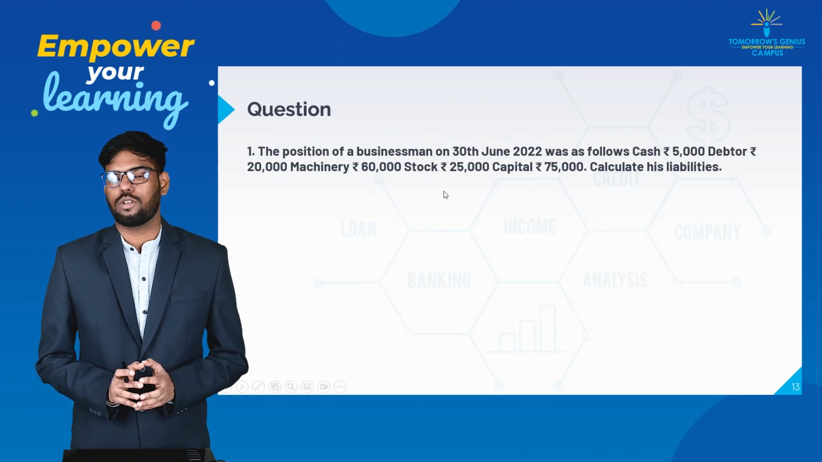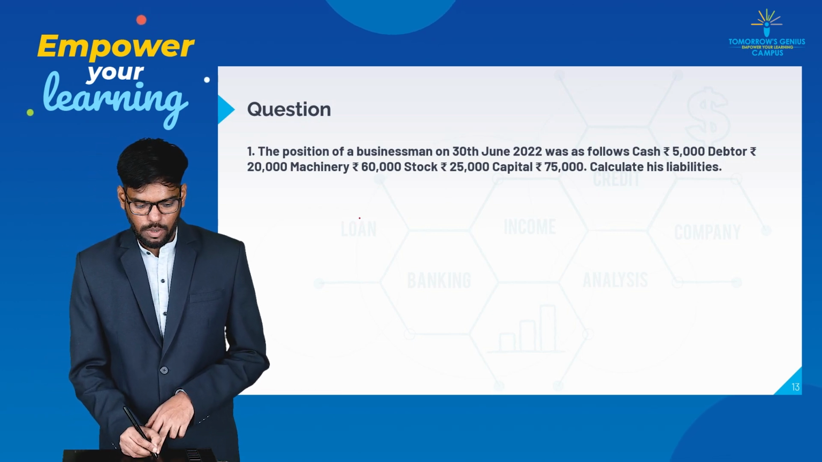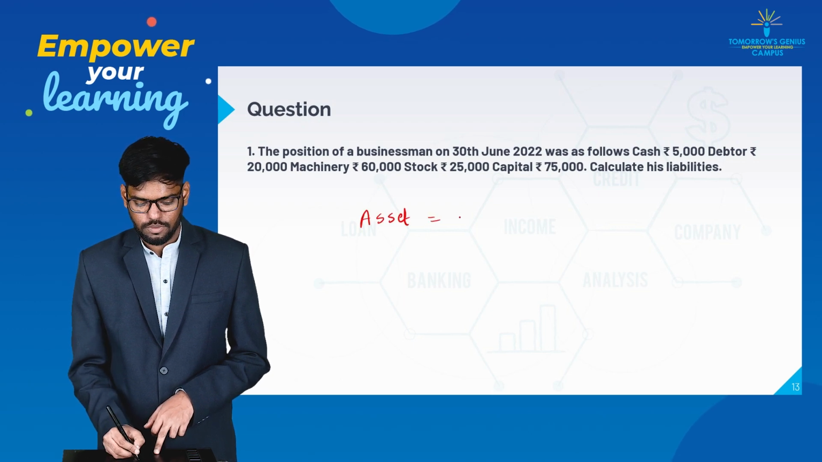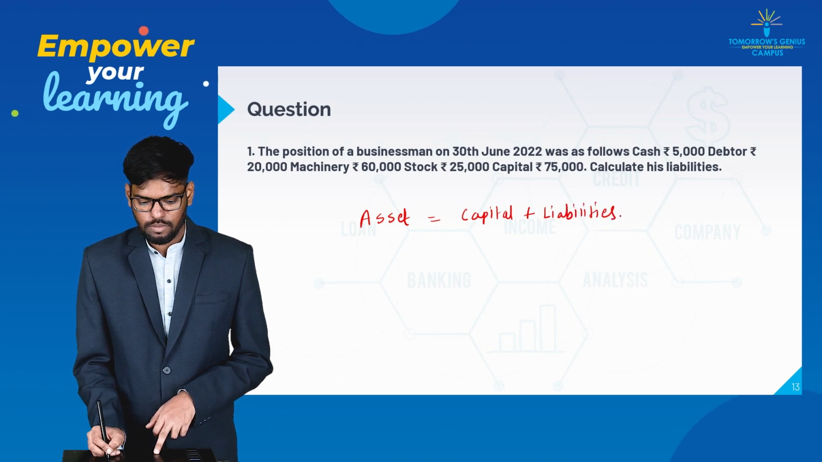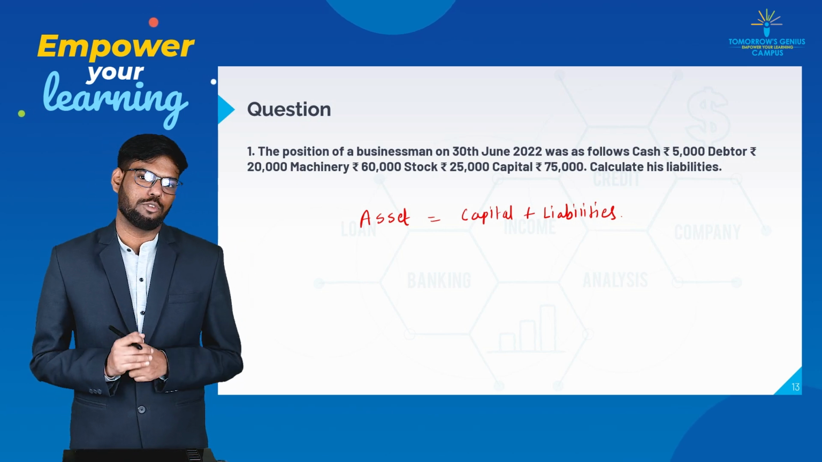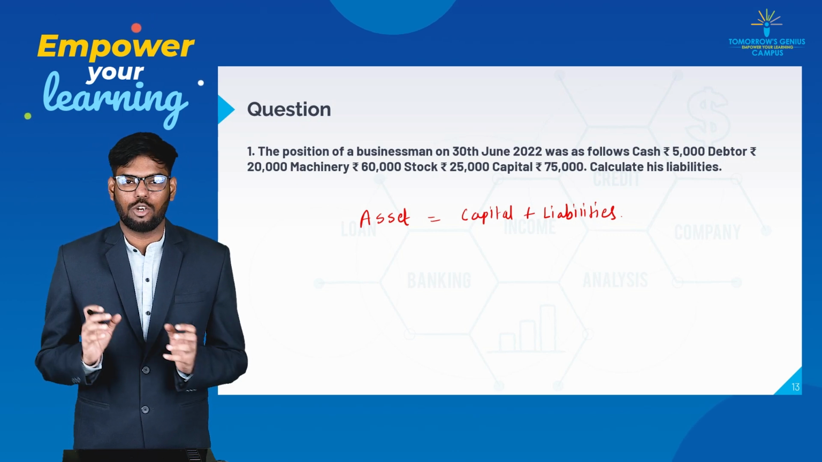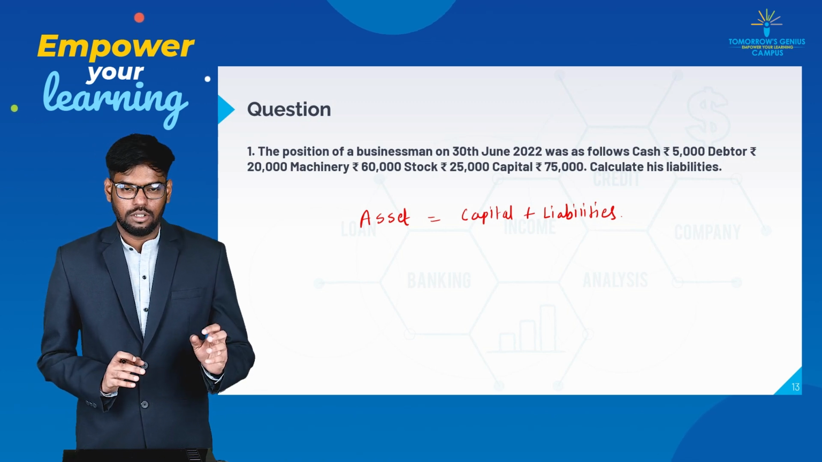Now we have to see a question on the accounting equation. So let us understand what the accounting equation is. The accounting equation is nothing but assets equal capital plus your liabilities, right? So whenever you have 50 lakh rupees of assets, as per the accounting equation approach, your assets are always equal to your capital and liability. So here, this is the question.